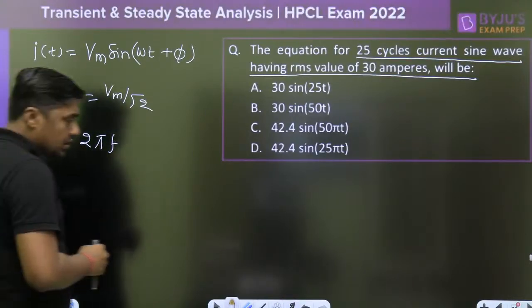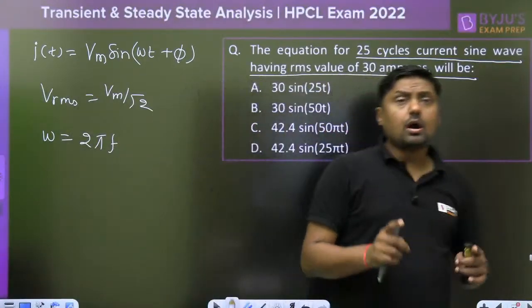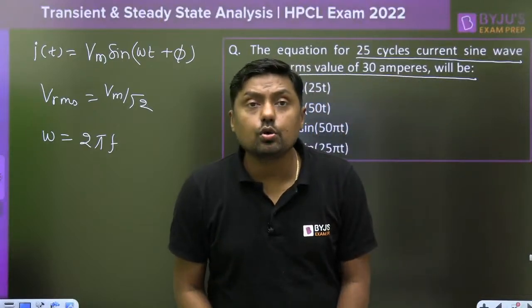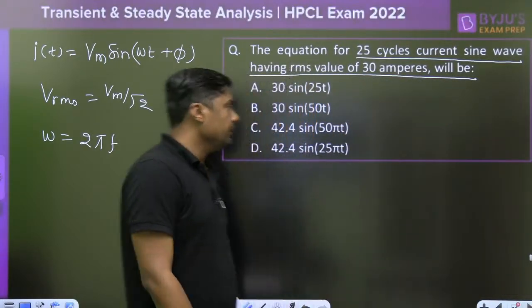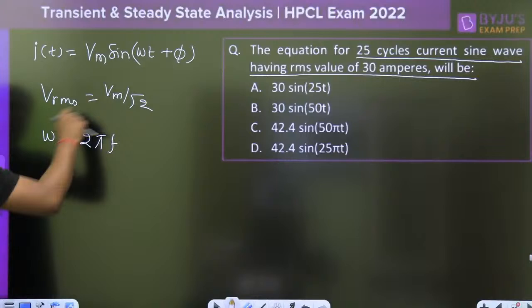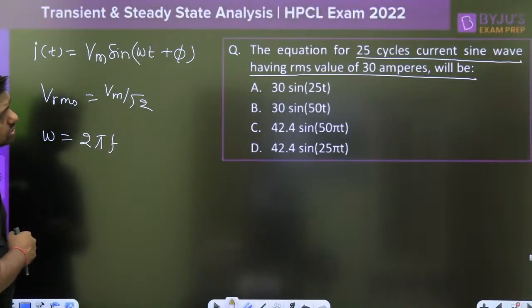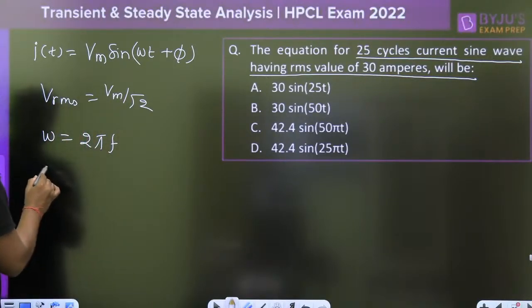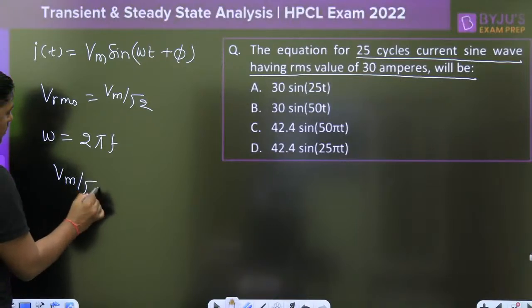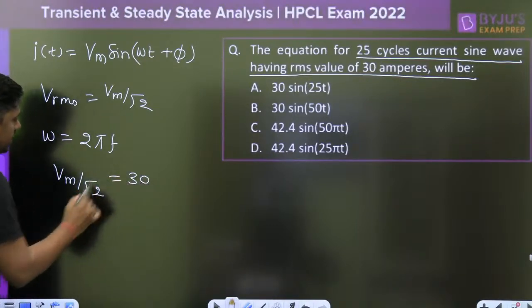Now my dear friends, in this question the RMS value is given. So Ashok, you are giving the answer C. Okay, good. In this question the RMS value is given. What is the RMS value? 30 amperes. So Vm by root 2 is equal to 30. It is given. So what is the peak value?